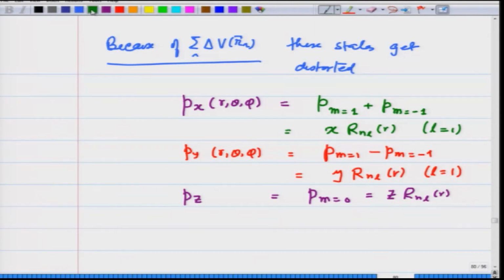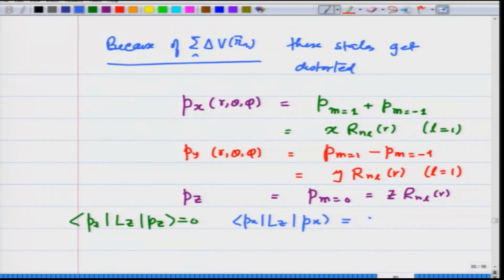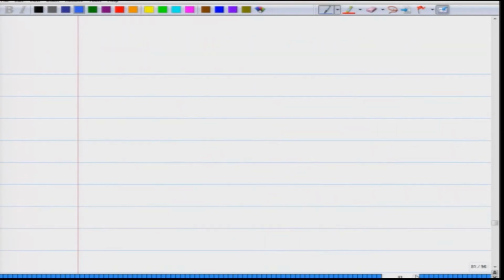Now, it so happens that for p z, L z with respect to p z anyway was 0. The new thing is that when I take the expectation value of L z with respect to p x, this also will come out to be 0, because it is a combination of equal probabilities of m equals 1 and m equals minus 1, and similarly p y L z p y comes out to be 0, again a linear combination of m equals 1 and m equals minus 1. So, because of this crystal field, L x anyway was 0, L y expectation was 0. The new thing is that I also start getting L z expectation value to be 0, and that means there can be no contribution of these 3 orbitals to the angular momentum.